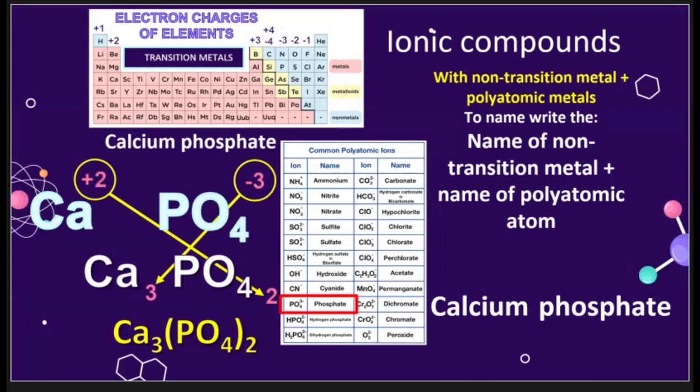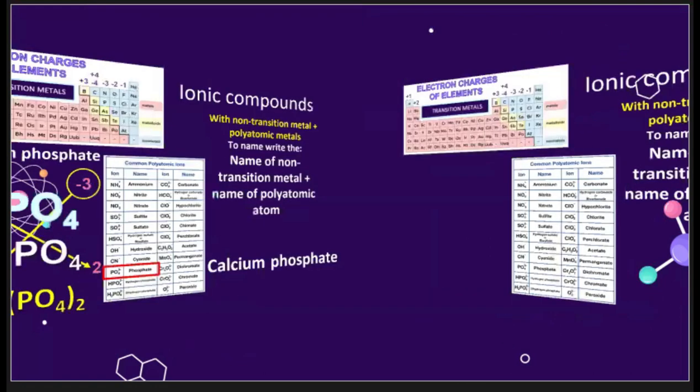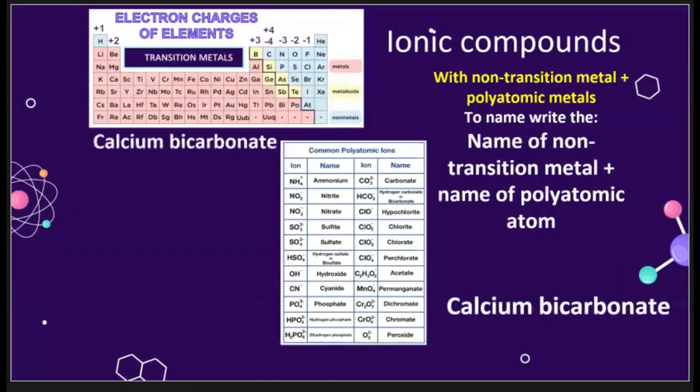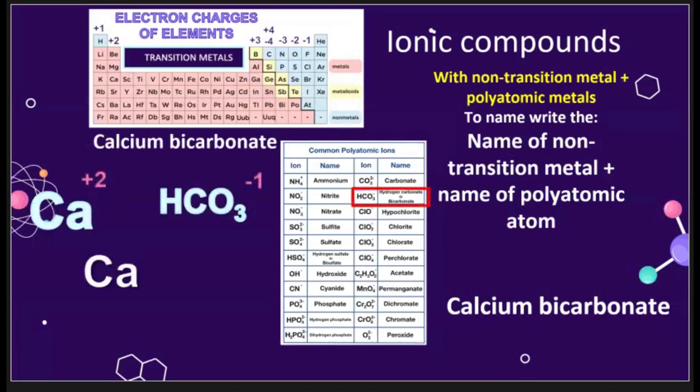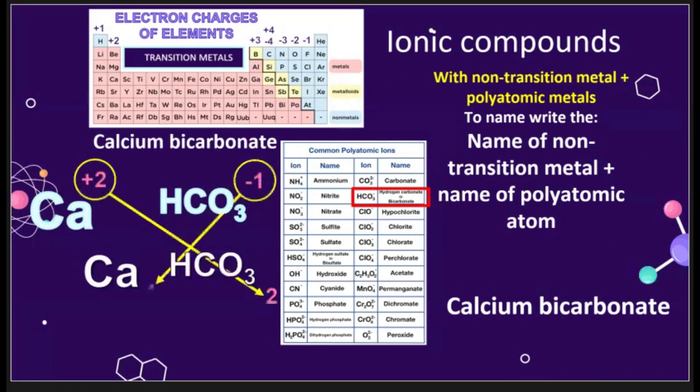Ca3(PO4)2. Open and close parentheses para i-separate yung polyatomic ions. Another one is this one, calcium bicarbonate. So calcium bicarbonate has a charge of negative 1. Cross charge, we can write Ca, open and close parentheses, HCO3, 2.